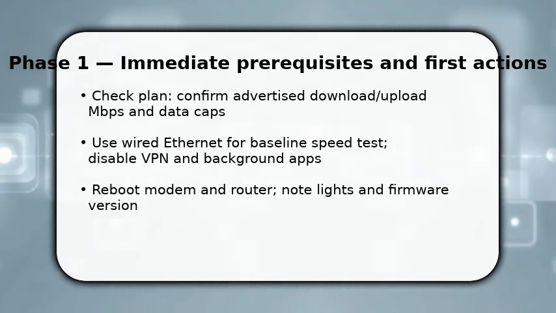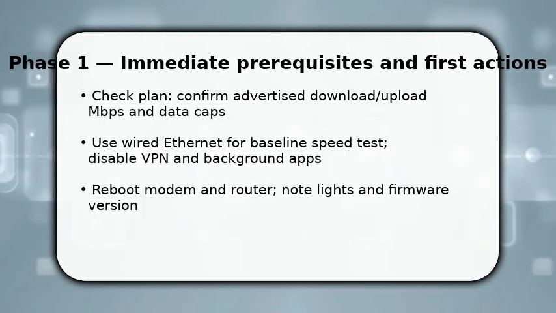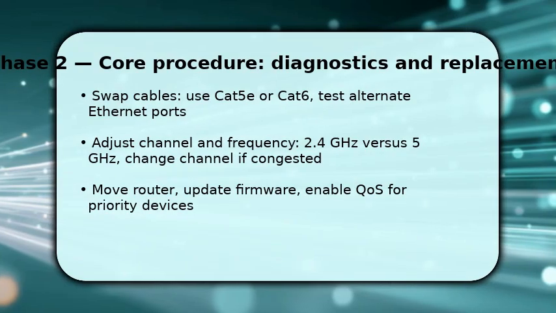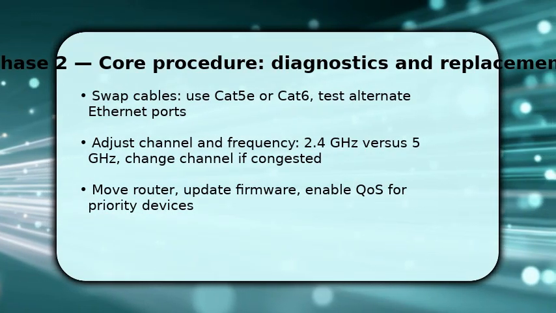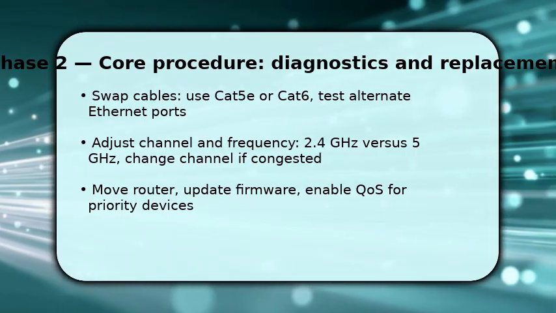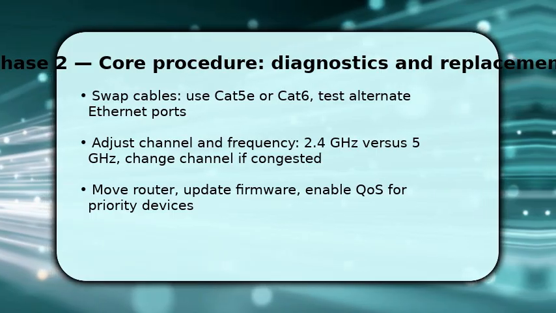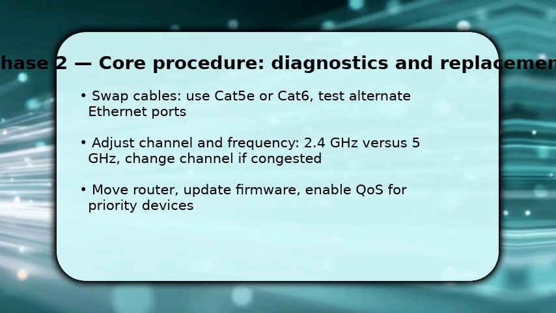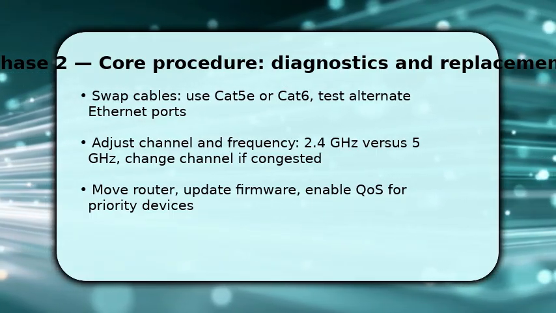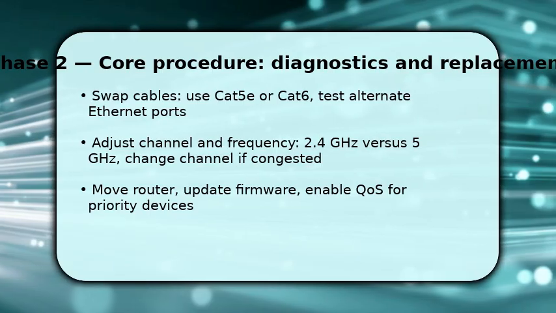Next, diagnose hardware and configuration causes. Swap in a known good Cat5e or Cat6 cable and try different Ethernet ports to rule out a bad jack. Then, test Wi-Fi, move between 2.4 GHz and 5 GHz bands and change channel to avoid interference. Use a Wi-Fi analyzer if available.